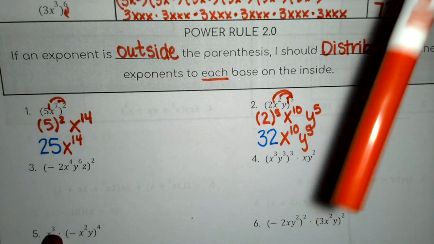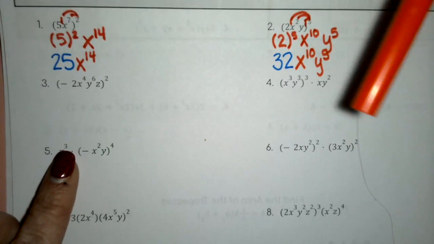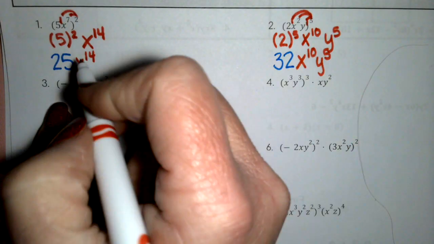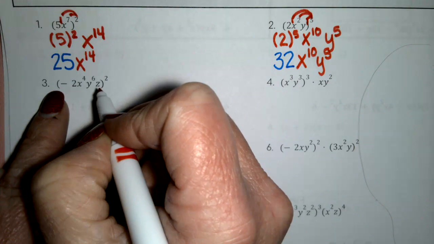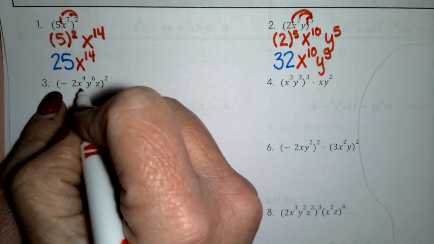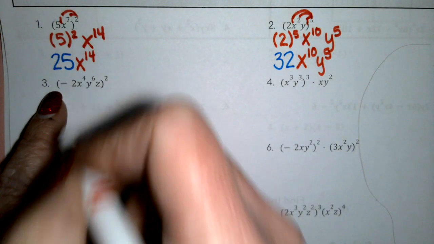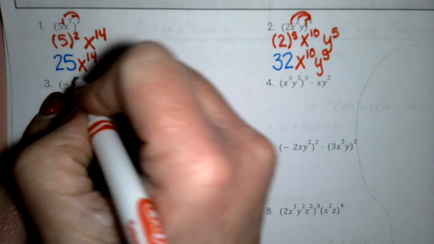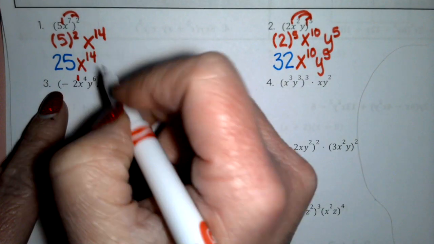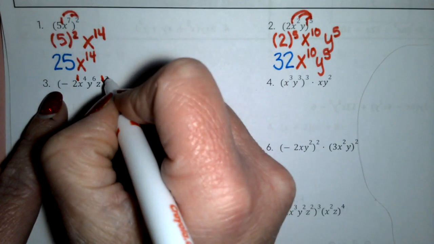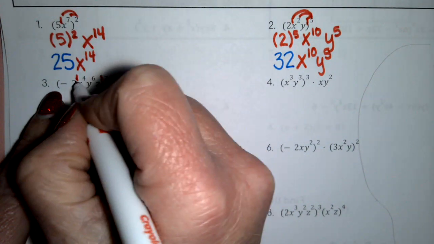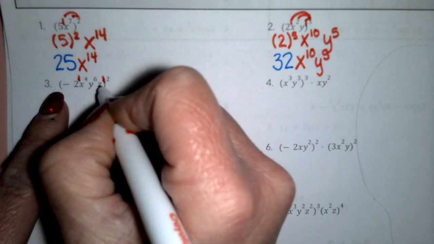Number 3. We have 2 that belongs to the parentheses. So anything that doesn't have an exponent, we're going to give it a 1, literally a 1. So the -2 gets a 1 and the z gets a 1. And then we're going to distribute this 2 that's on the outside to every single exponent that's on the inside.